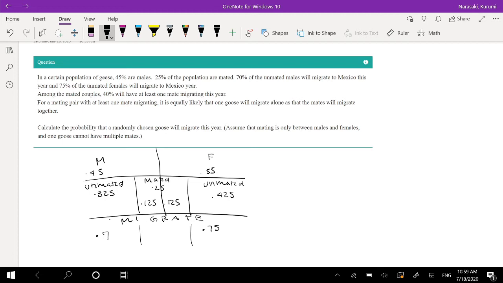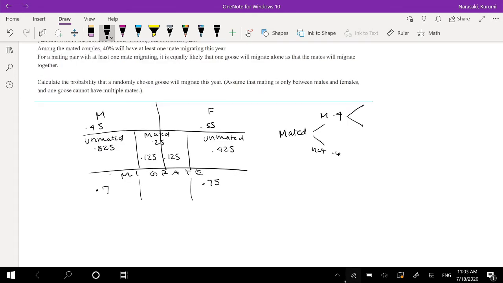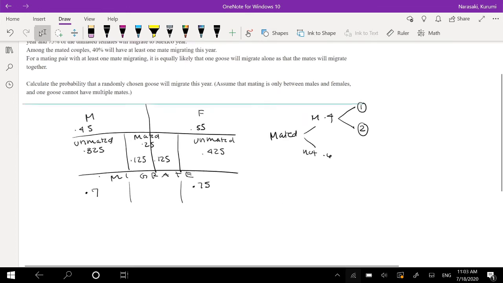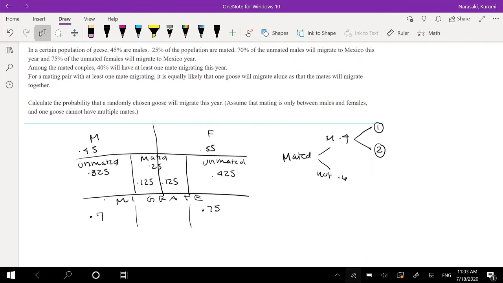So among the mated couples, 40% will have at least one mate migrating this year. So among the mated, 40% will have at least one migrating. So that means migrate is 40% and not migrate is 60%, right? Okay, because it says it's equally likely that one goose will migrate alone as that the mates will migrate together.